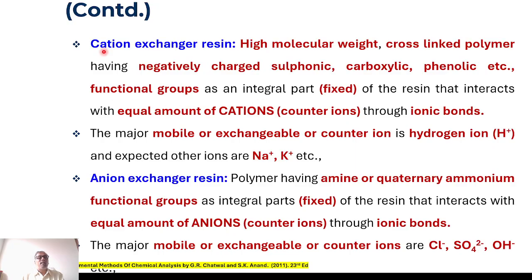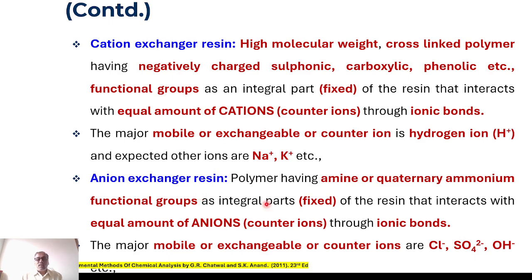So please remember, for cation exchange resin, the functional group will be negative charge. For anion exchange resin, the functional group will be positive charge. So this you have to remember. If negative charge is the integral portion, then the diffusible ion or counter ion will be opposite. That means it could be positive charge. So equal amount of positive charge cations could be balanced. So the positive charge may be Na+ or K+ or Ca2+ or H+, even simple proton can act as counter ions in cation exchange resin.